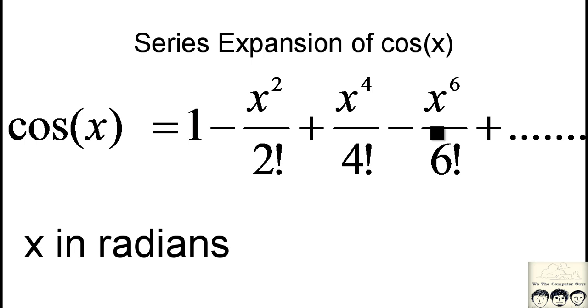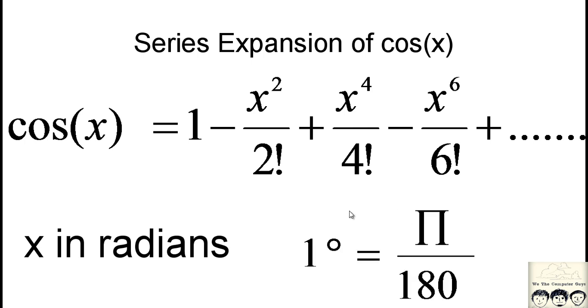Now the one thing that you need to note over here is that generally we considered the cos of a degree, right? An angle given in degree. But in this case, for this formula to work, the x should be in radians. Now for those folks who don't know how to convert a degree to radian, 1 degree is equal to pi by 180 radians. So you need to remember this formula.